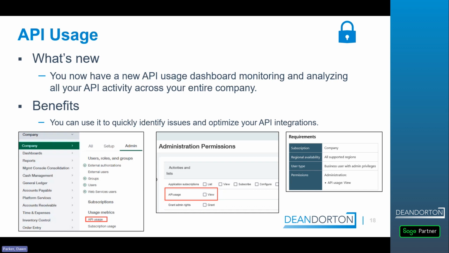You can find this feature under our new usage metrics section, and permissions must be enabled to view the dashboard. So you'll notice the little lock in the top right-hand corner, meaning that there's no configuration needed, but there is a permission needed. You can see here in the middle under administration permissions, there's an API usage setting. So you would need view permissions. You need to be an admin user and have view permissions to be able to see that API dashboard.